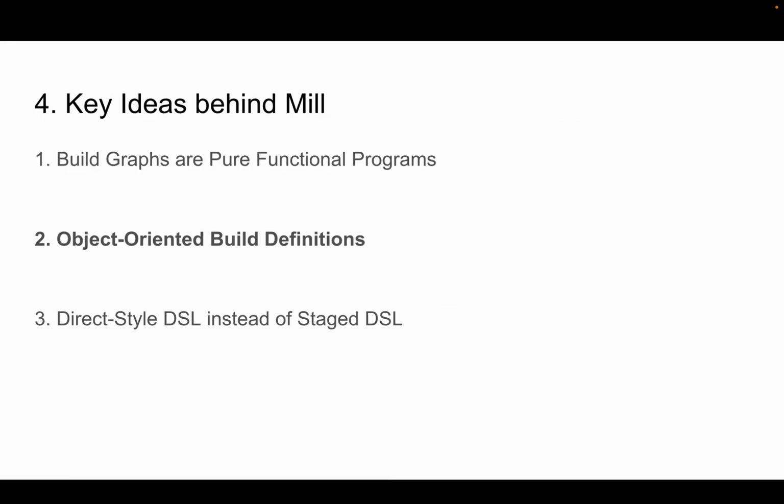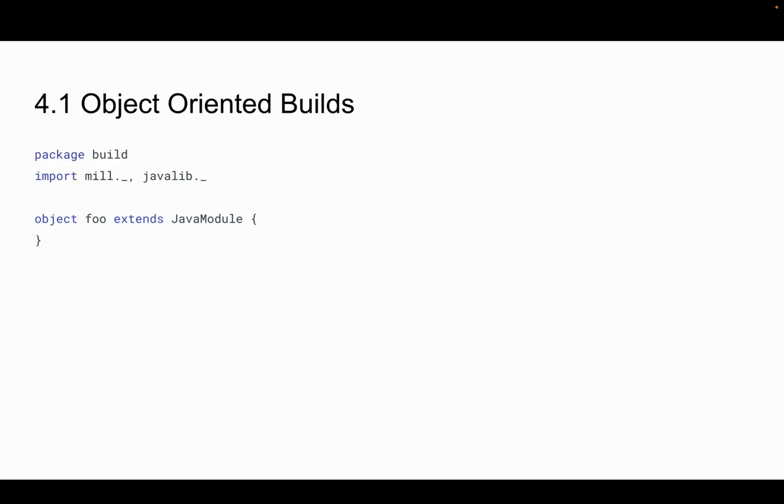The second thing is object-oriented build definitions. Who here loves OOP, object-oriented programming, Java 101? Not many people love it. Well, here's some reason to love it. So when I say object foo extends JavaModule, this is really a Scala object. It's not some special pseudocode syntax. It's really a Scala object. This is really a Scala abstract class or trait or whatever you call it. These are normal Scala imports. And so this is really just Scala object-oriented code.